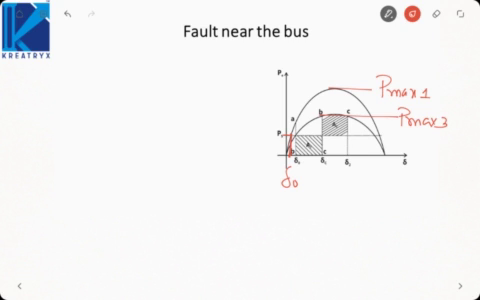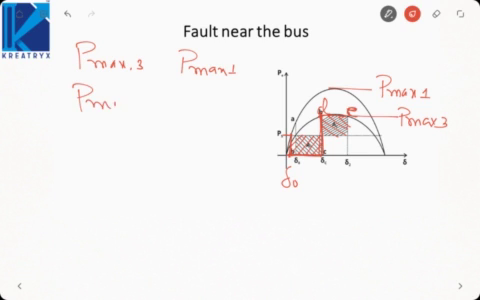Now since PS is greater than P, the rotor will accelerate and delta will increase. At point C, our fault is cleared. We go from point C to point D. When the fault is cleared, P becomes greater than Pm, the rotor will start decelerating, and at point E we will again attain synchronous speed. So this will be my accelerating area and this will be my decelerating area. Here we have two powers, Pmax 3 and Pmax 1.